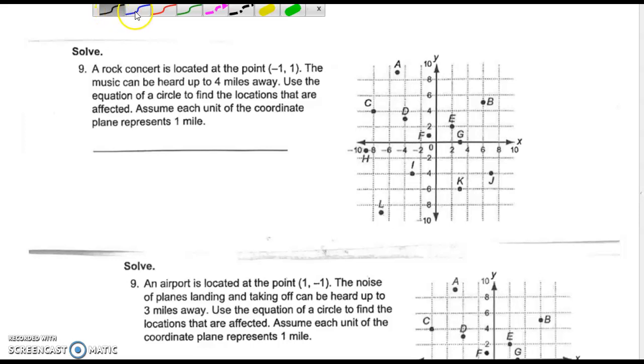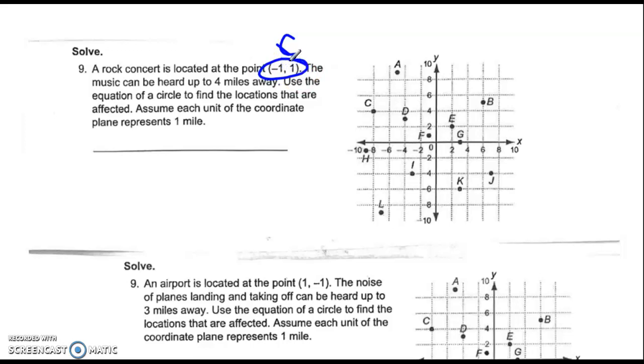All right, so first of all, we want to come up with an equation. So our center is what? Center is -1, 1. So point F is the center. And then what's the radius? The radius is 4. And we got that from here. All right, so we're actually not going to write an equation because we're going to write an inequality.